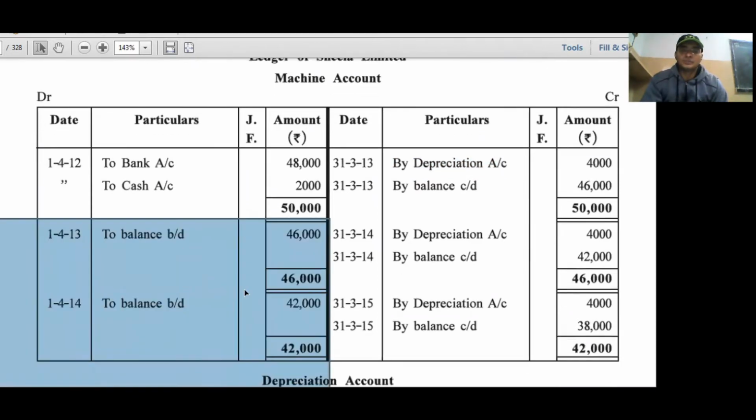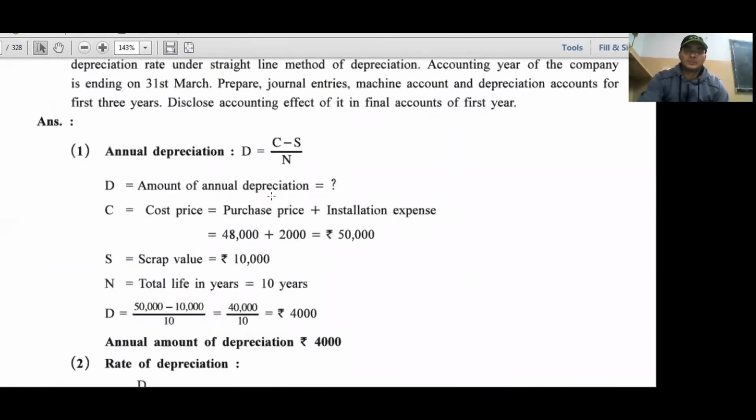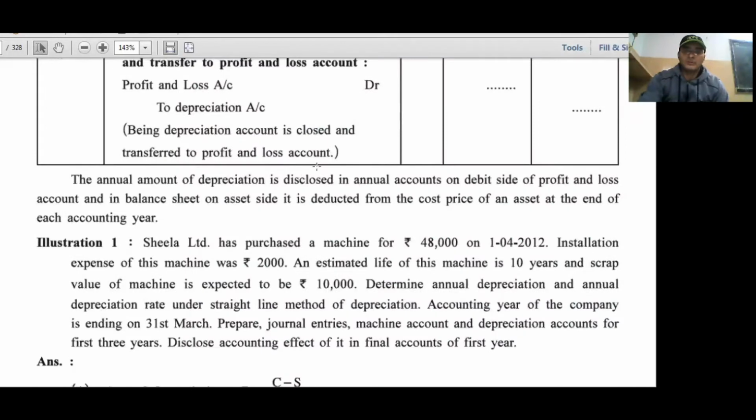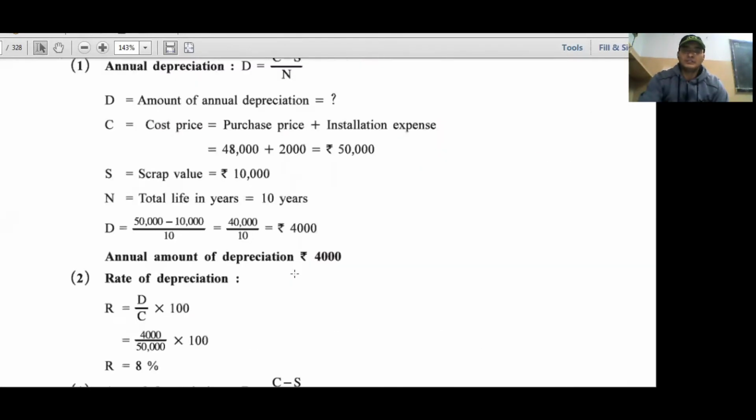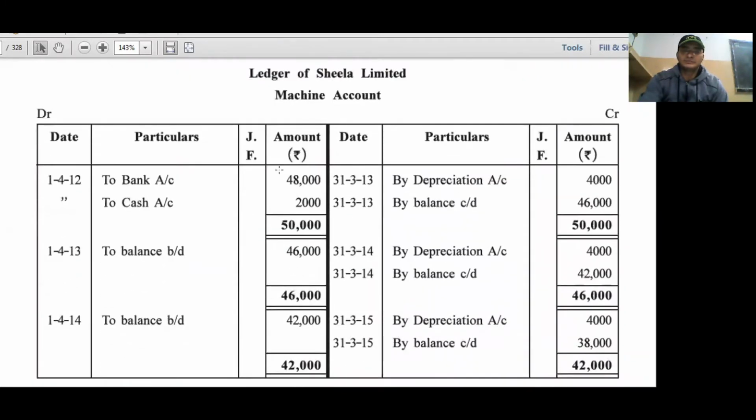Okay. So first of all, I purchased the asset for the cost of 48,000 and 2,000 is the installation. So debit side 48,000 and 2,000 that is recorded, and the total of these is 50,000.